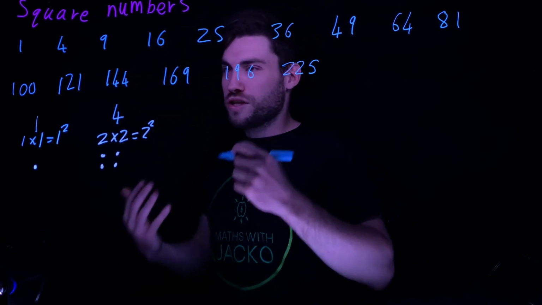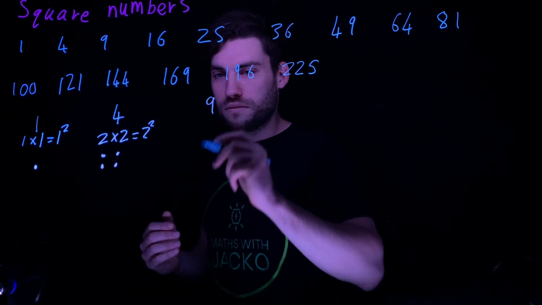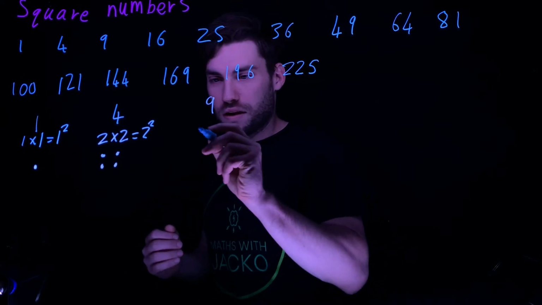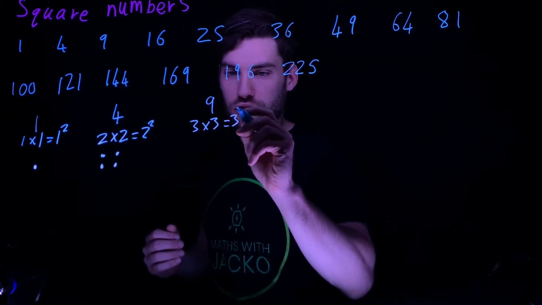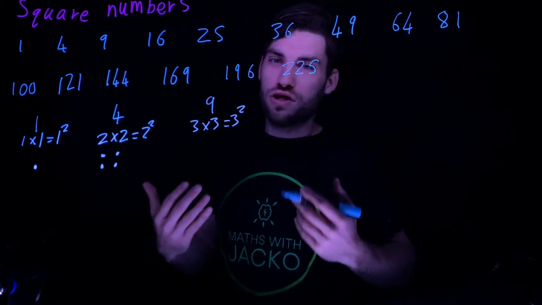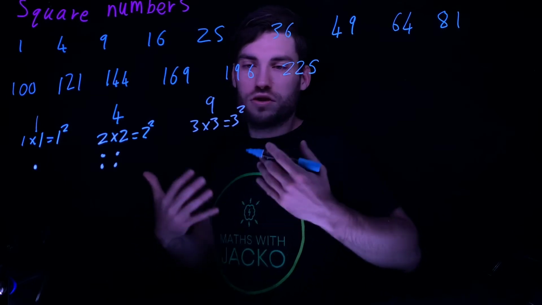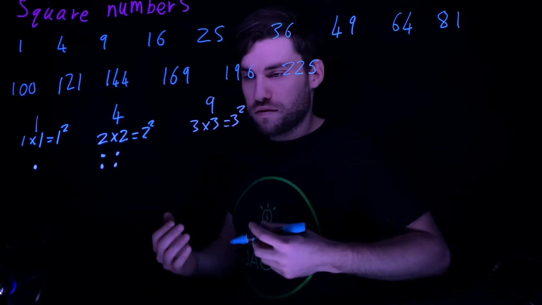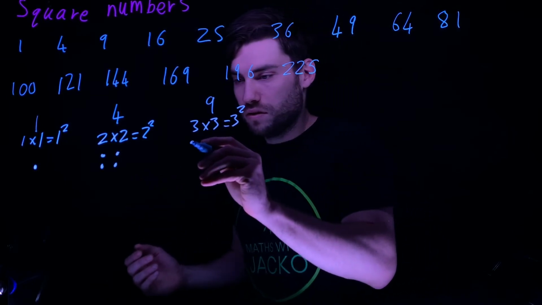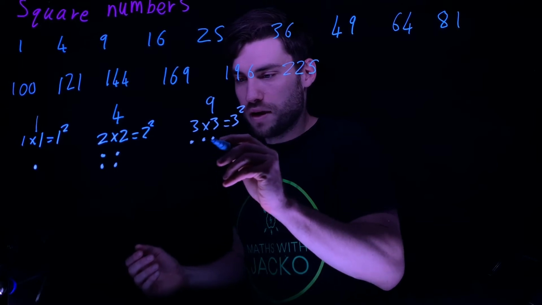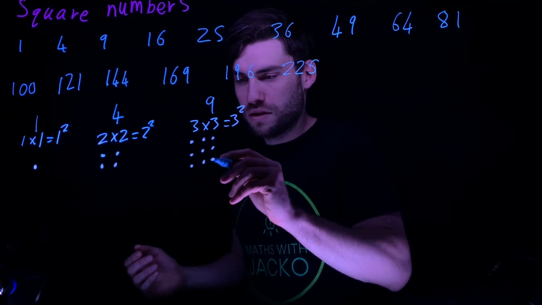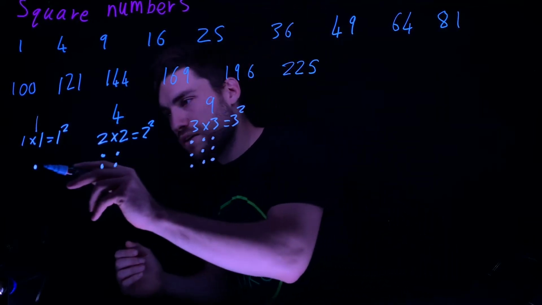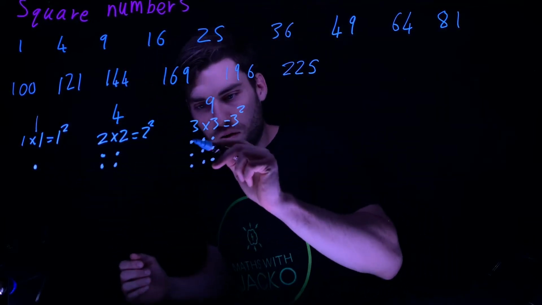Now to the next one, we should start seeing a pattern. So 9, third one. Okay, and this is 3 times 3, which is 3 squared. And 3 squared is not 6. Yeah, it's not 3 times 2, it's 3 multiplied by itself. Right, so we can do this, doing a 3 by 3 grid, which is 9. So you can see now the pattern: 1 dot, 2 by 2, 3 by 3.